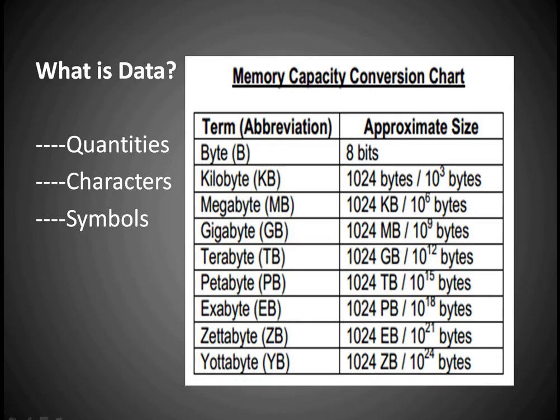Next, what is data? Data is of three kinds: quantities, characters, symbols. These kinds of things are all what we call data. Initially byte, kilobyte, megabyte, gigabyte, terabyte, petabyte, exabyte, zettabyte, yottabyte. These terms are used for memory. This is a memory chart, a capacity conversion chart. Okay, so this is the data.